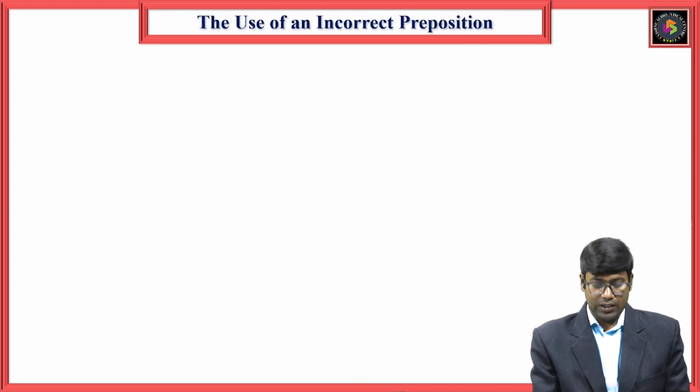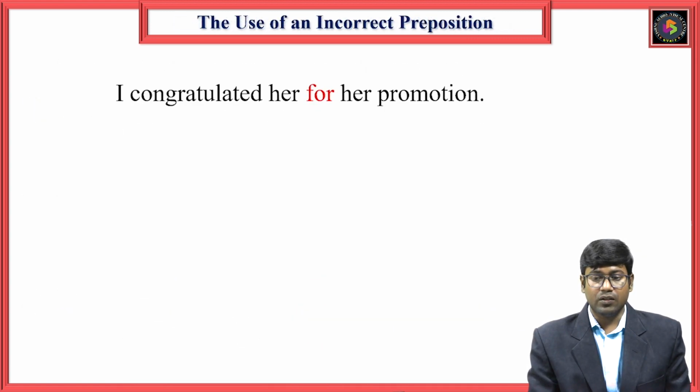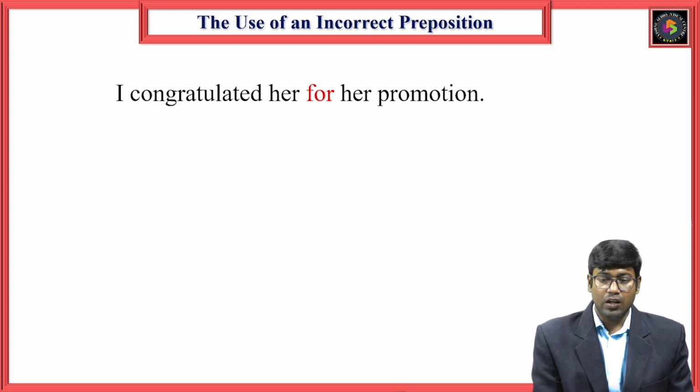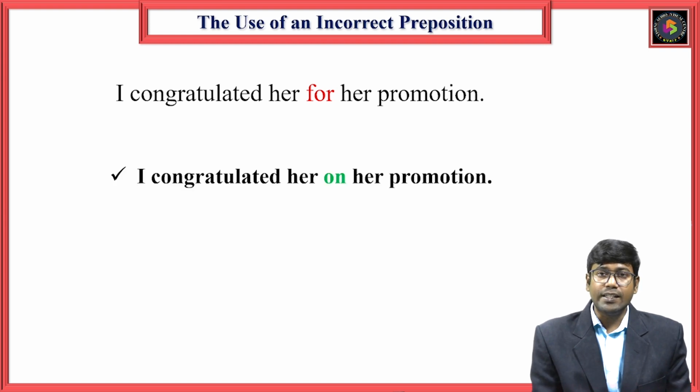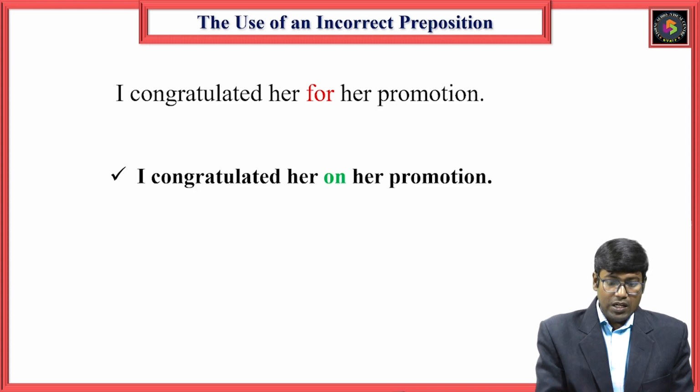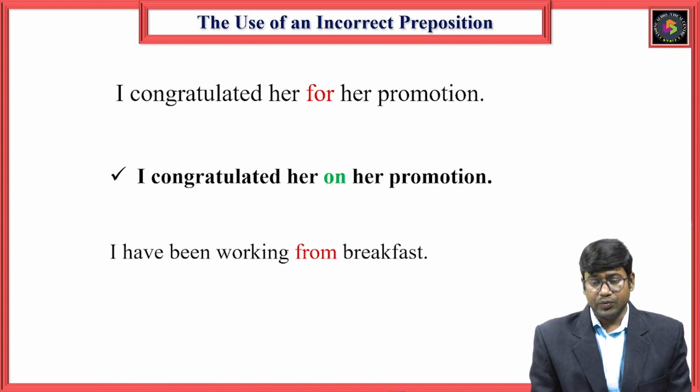So, use of an incorrect preposition. You can see the first one: I congratulated her for her promotion. Here the preposition is incorrect. It should be like this: I congratulated her on her promotion. It should be on. Next example: I have been working from breakfast.